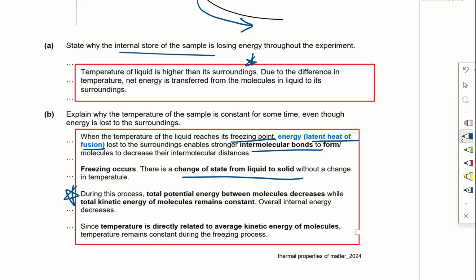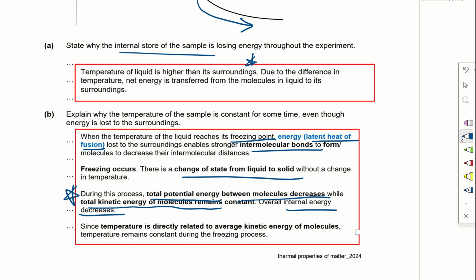Now, this is important. During this process, total potential energy between molecules decreases, right? Because the distance between the particles becomes smaller, they are closer together. So their total potential energy between molecules decreases, but the total kinetic energy of the molecules remains constant. And since internal energy consists of internal potential energy and internal kinetic energy, although kinetic energy remains constant, potential energy decreases, therefore overall internal energy decreases.